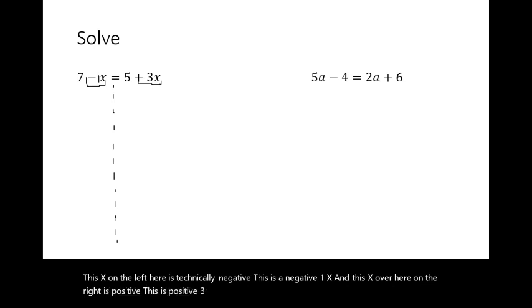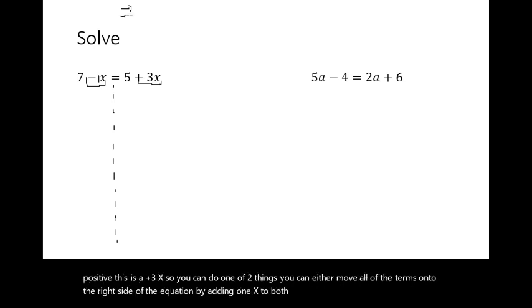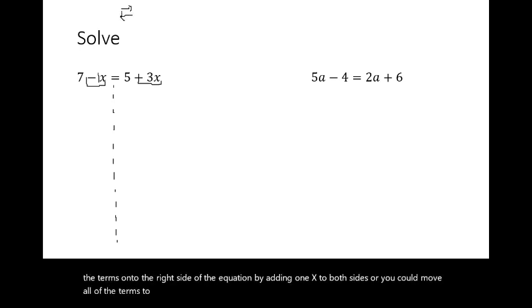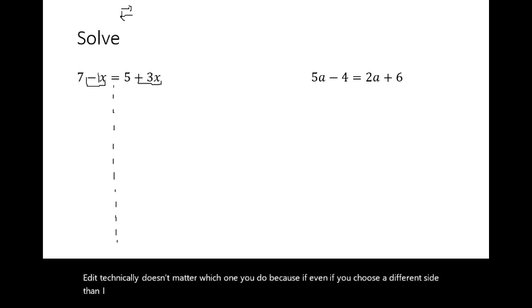So you can do one of two things. You can either move all of the terms onto the right side of the equation by adding 1x to both sides, or you could move all of the terms to the left side of the equal sign by subtracting 3x from both sides. And it technically doesn't matter which one you do, because even if you choose a different side than I do, the work will look different, but if you do everything correctly, you'll get the same answer in the end.